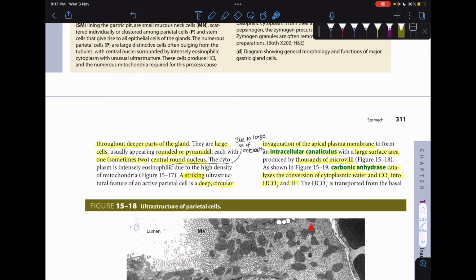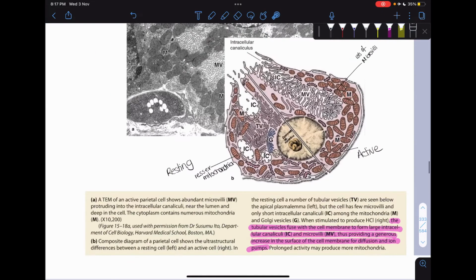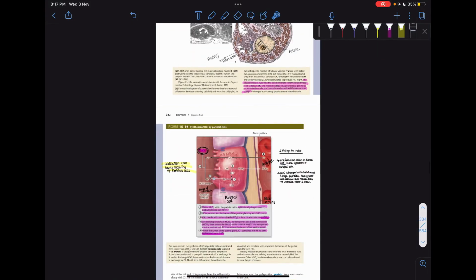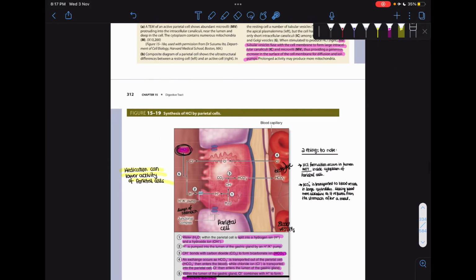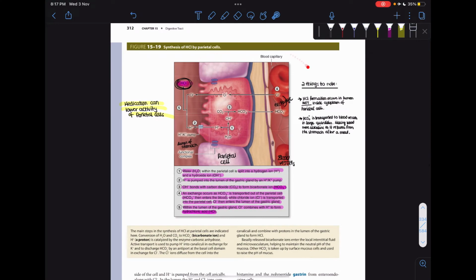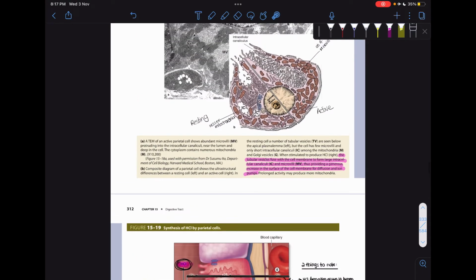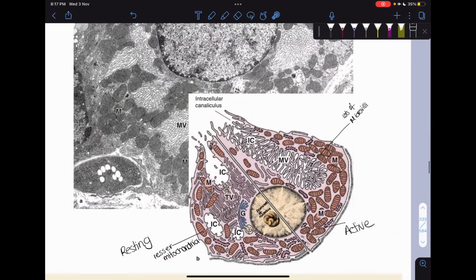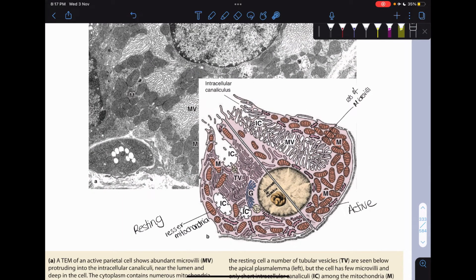As shown in the figure, هلا رح نشوفها, the carbonic anhydrase catalyzes the conversion of cytoplasmic water and carbon dioxide into bicarbonate and hydrogen. So هلا خلينا نشوف قبل ما نشوف هاي, which is what will summarize the synthesis of hydrochloric acid, بس خلينا نشوف هاي. هلا هاي الرسمة shows the parietal cell divided into two.